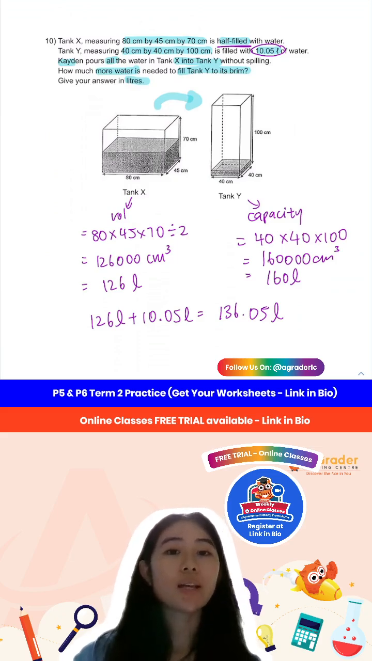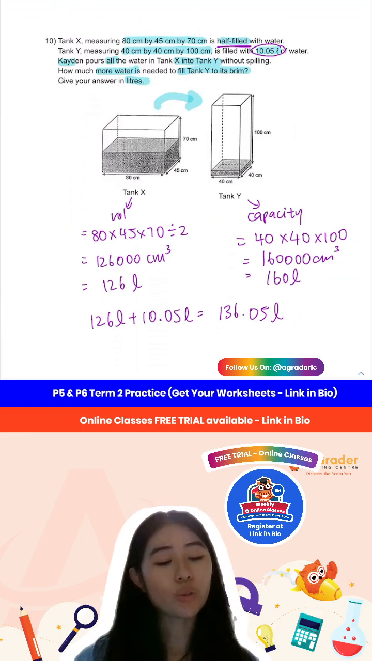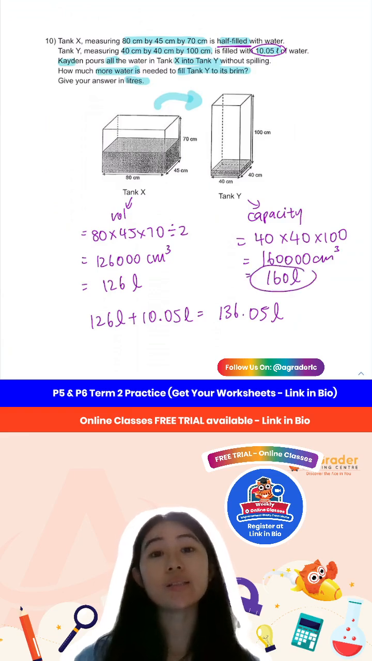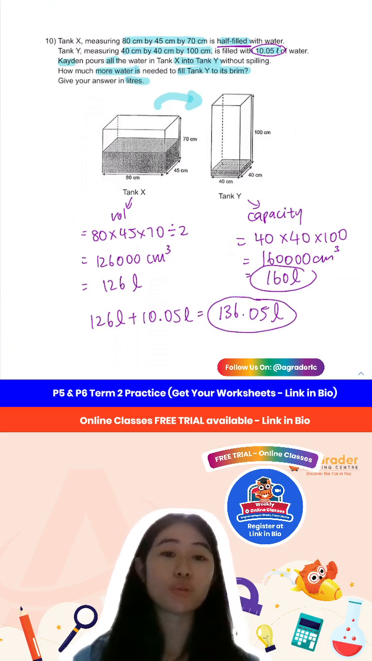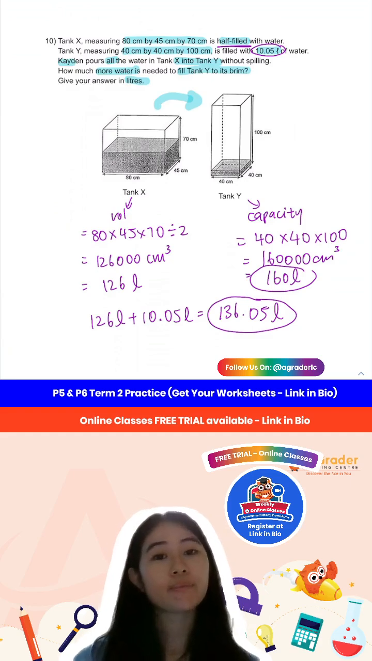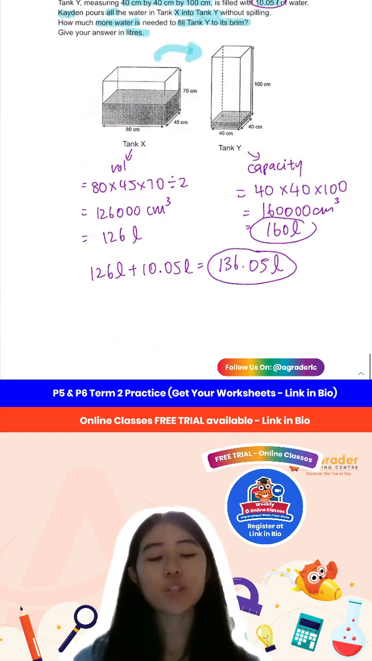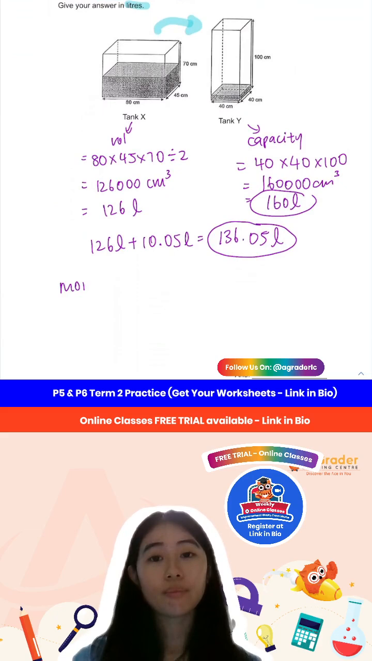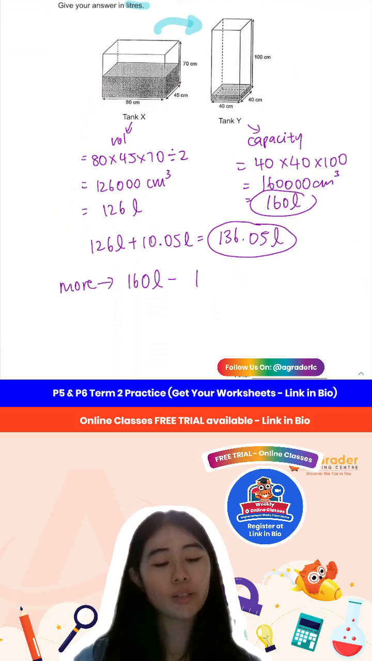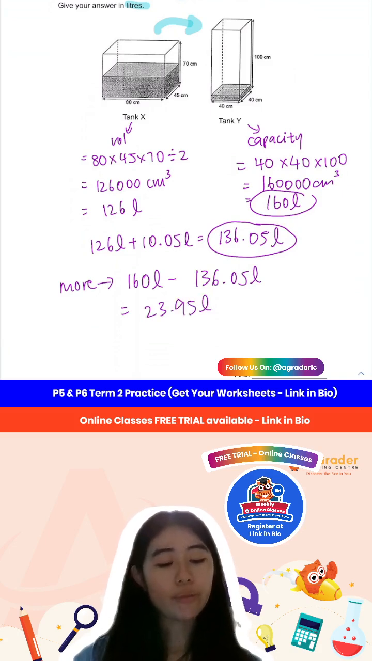So it means that in order for tank Y to be full, you need 160 liters. And then right now, you already have 136.05 liters inside. So how much more do you need? Just minus. Okay, so that's actually your last step. 160 minus 136.05. You will get 23.95 liters.